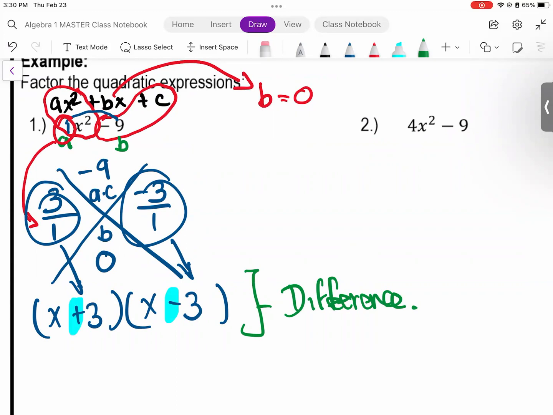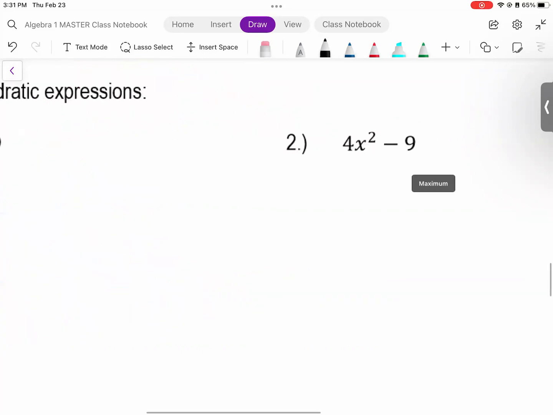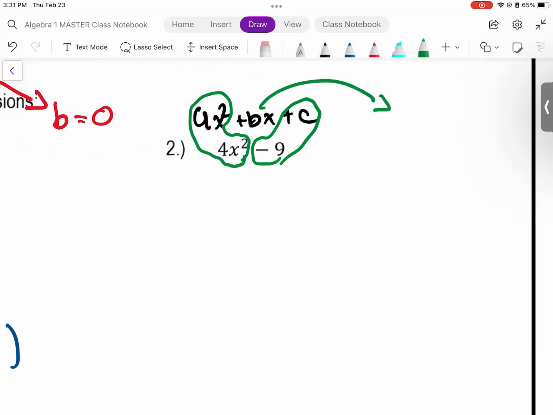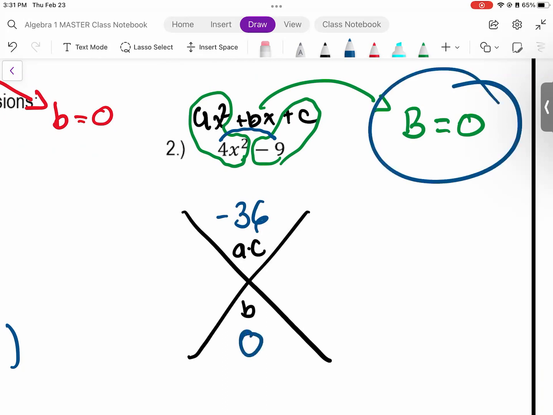All right. Now, there is an extra problem that I want to go over. So, for example, if we look at 2, same thing. We got ax squared plus bx plus c. We can clearly see that this is our c value, and we can clearly see that this is our a value, which means b is equal to 0. So, same concept. I'm going to multiply my a times my c value, which in this case is going to be 4 times -9, which is -36. And we already know that my b value is 0.